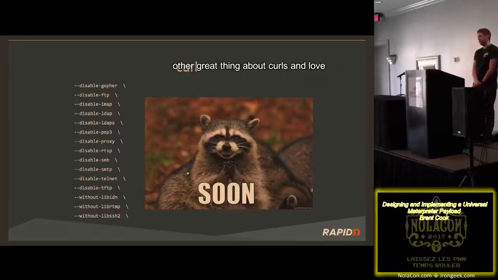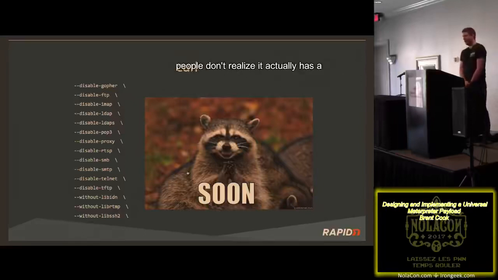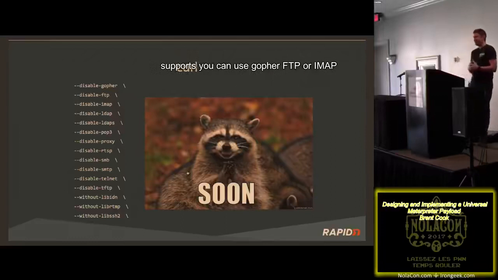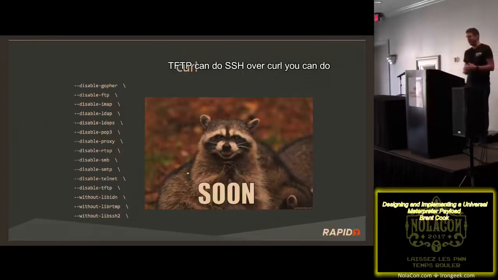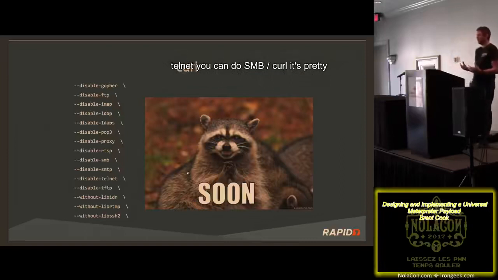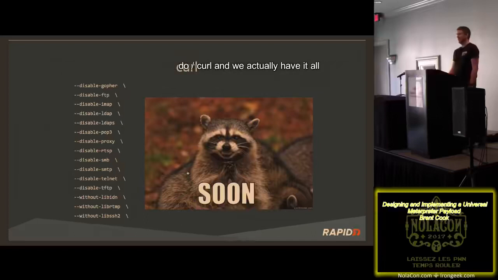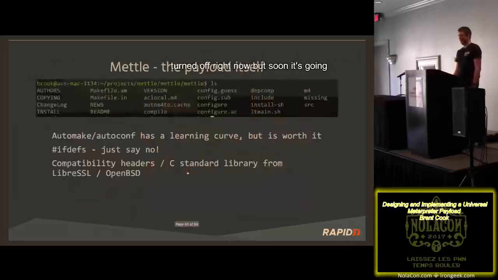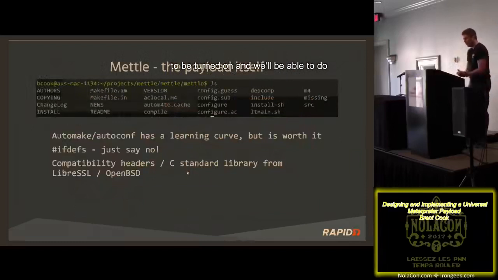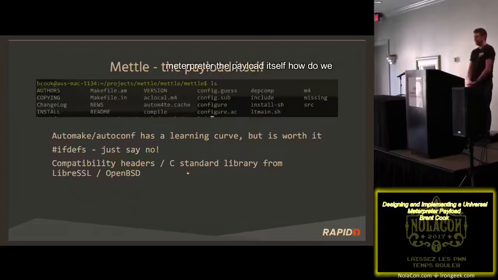It's easy. And the other great thing about curl, and a lot of people don't realize it, is that it actually supports a ridiculous number of other protocols. You can use Gopher or FTP or IMAP. You can use TFTP. You can do SSH over curl. You can do Telnet. You can do SMB over curl. It's pretty ridiculous the amount of stuff you can do over curl. We actually have it all turned off right now, but soon it's going to be turned on, and we'll be able to do lots of interesting stuff with Meterpreter.